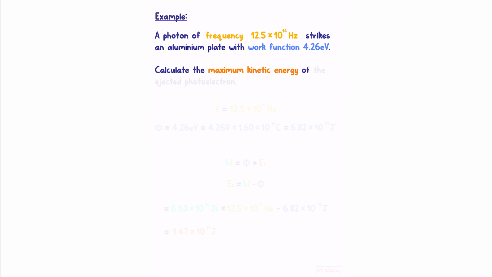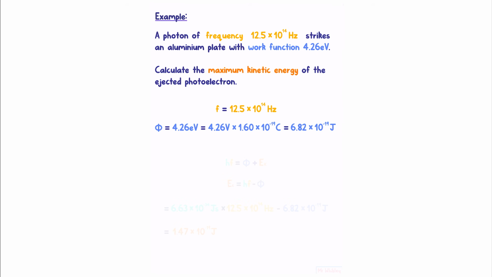Let's now go through an example. A photon of frequency 12.5 times 10 to the 14 Hz strikes an aluminium plate with a work function of 4.26 electron volts. Calculate the maximum kinetic energy of the ejected photoelectron. We know our frequency, and we know our work function is 4.26 electron volts, which we can multiply by the charge of the electron to give us 6.82 times 10 to the minus 19 joules.